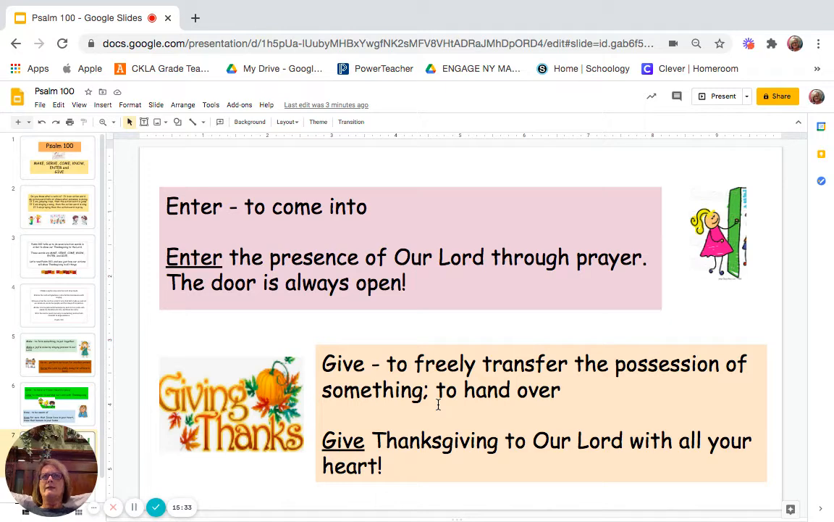And I like to think about giving back to him by always having thanksgiving in our heart for what we've received. And you know what? Giving to others is a great way to show that Jesus lives in your heart. To freely transfer the possession of something or to hand it over is what the word give means.